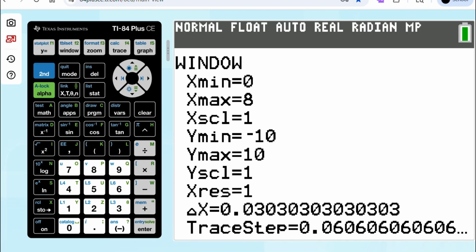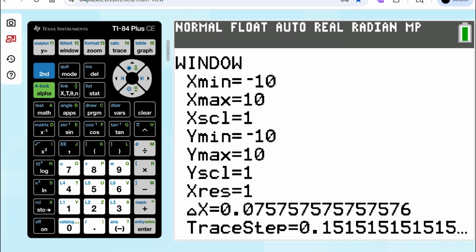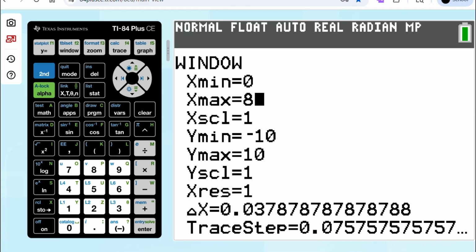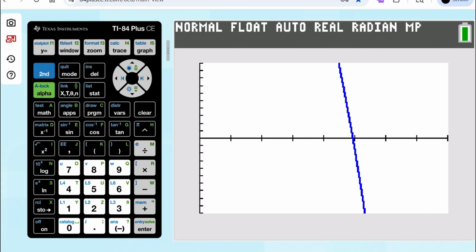So I'm going to hit window. And actually, from a previous problem, I already have it set to an x min of 0 and x max of 8. Normally, this says negative 10 and this says 10. And so you want to go in and turn that into a 0 and an 8. And then we'll hit graph. And we can see that there's only one intercept there, just a little bit before 5, it looks like.